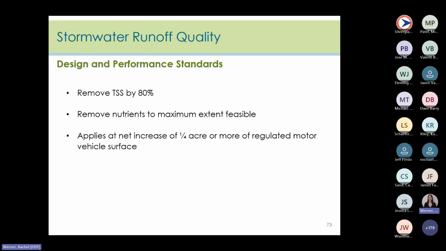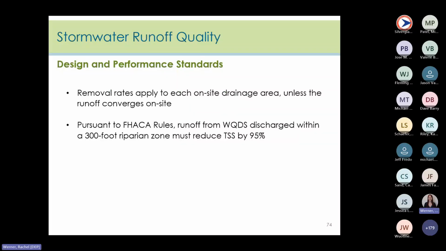Additionally, per the stormwater FAQs on the DEP website, for redevelopment of existing impervious surfaces, the required TSS removal rate is the greater of the TSS removal rate of the existing stormwater treatment system, or 50% TSS. It's important to note that these removal rates apply to each subdrainage area unless the runoff converges on site to one point of analysis. So what does this mean?